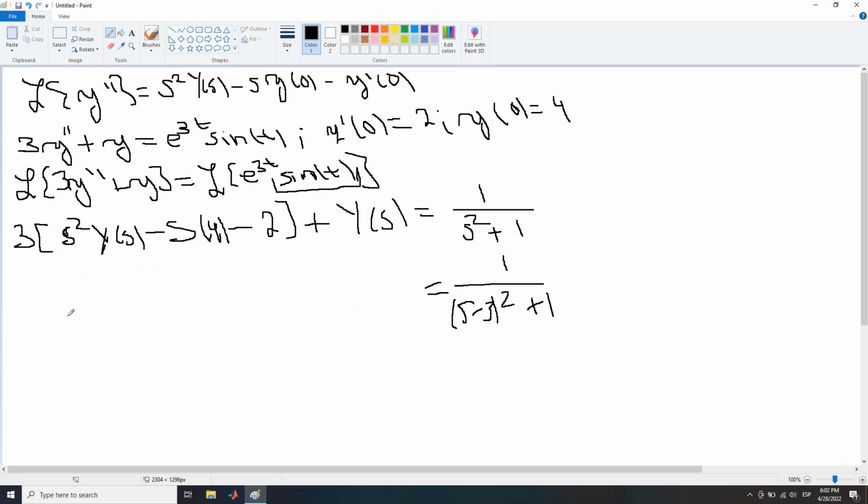And we just simplify this side of the equation, which is 3s squared y of s minus 4s, minus 4s times 3 will be 12s minus 6, and this is plus y of s, and this is equal to 1 over s minus 3 squared plus 1.